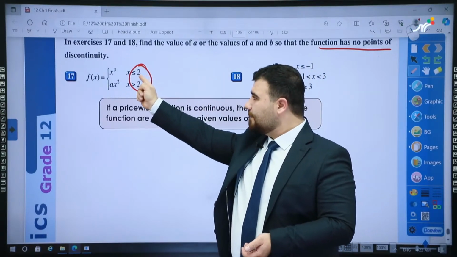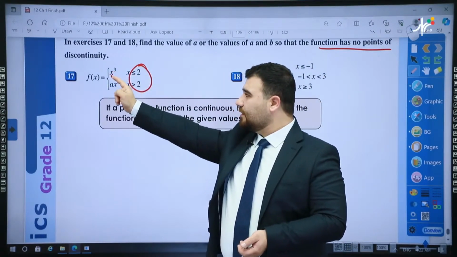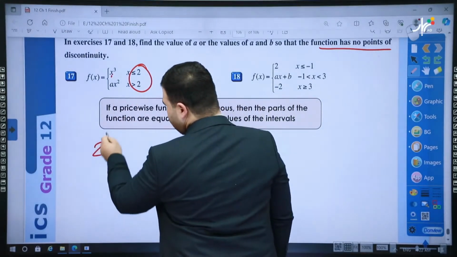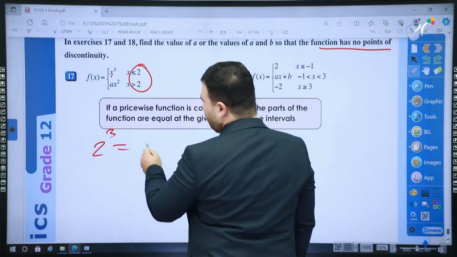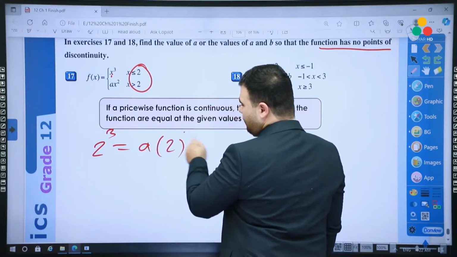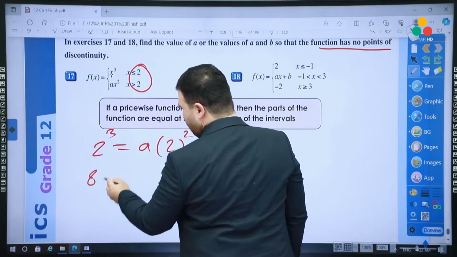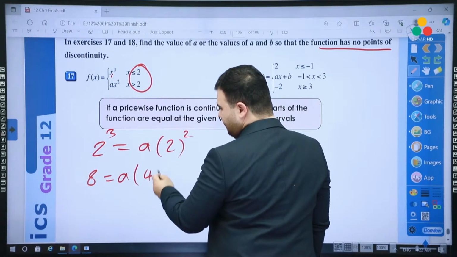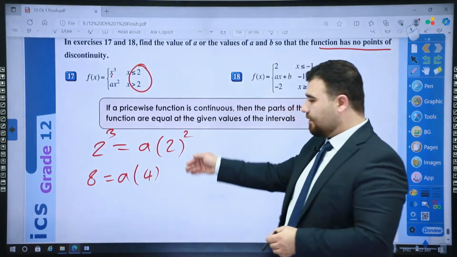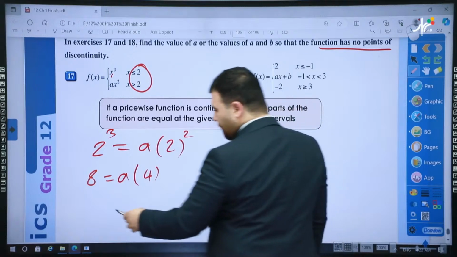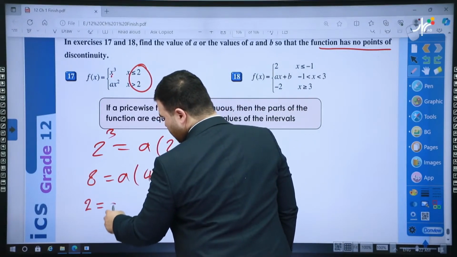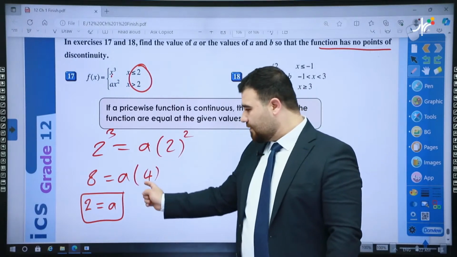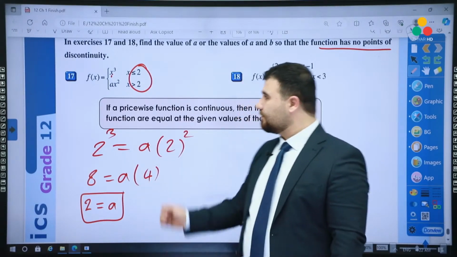Then this means if I put 2 here or here, the two results will be the same. Now 2 power 3 should be equal to 8 times 2 power 2. 2 power 3 is 8, equal to 8 times 2 power 2, which is 4. So divide both sides by 4, we get the value of A is 2. And it's obvious: 2 times 4 is 8, so A is 2.